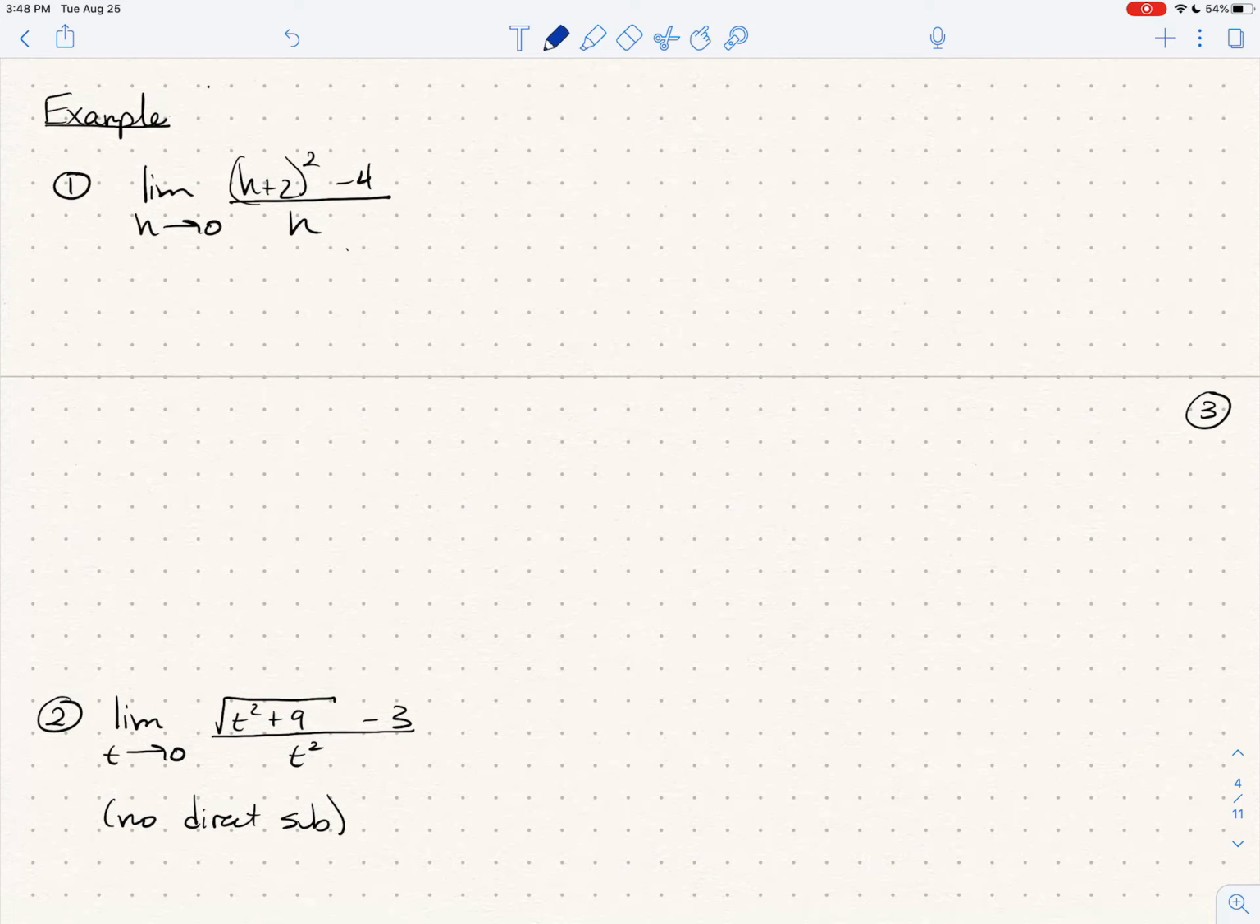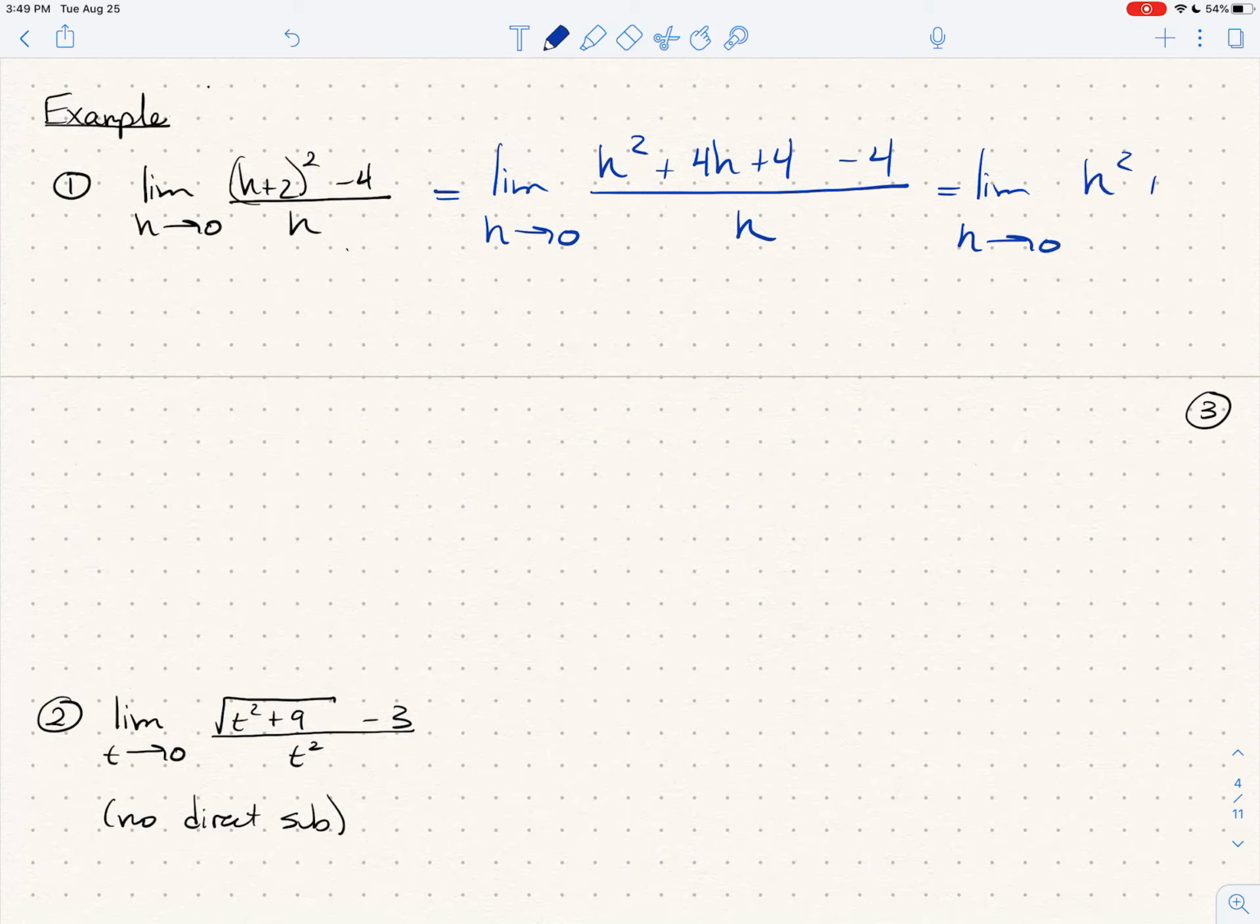So we're going to go ahead and see what happens if I simply expand out that quadratic. So let's try it. So this is going to be equal to the limit as h goes to 0 of h squared plus 4h plus 4 minus 4 all over h. And look what happens. I can cancel those 4's out. And so I get the limit as h goes to 0 of h squared plus 4h all over h.